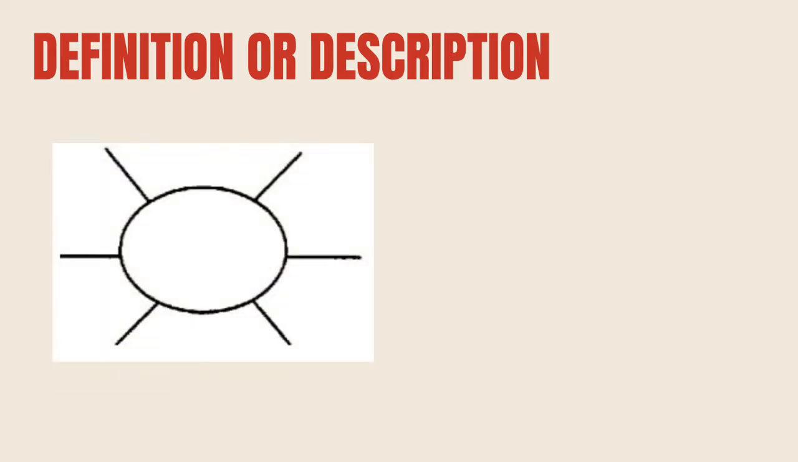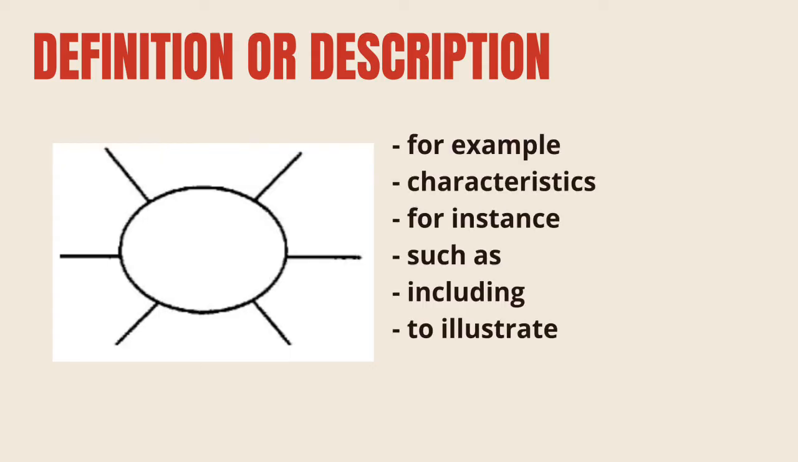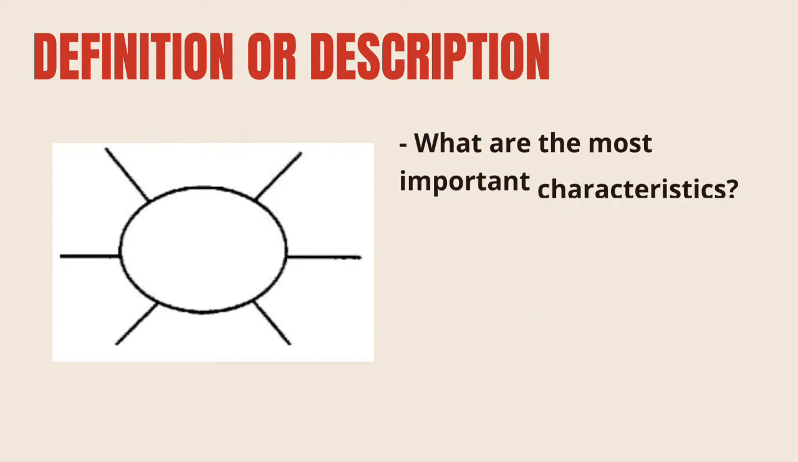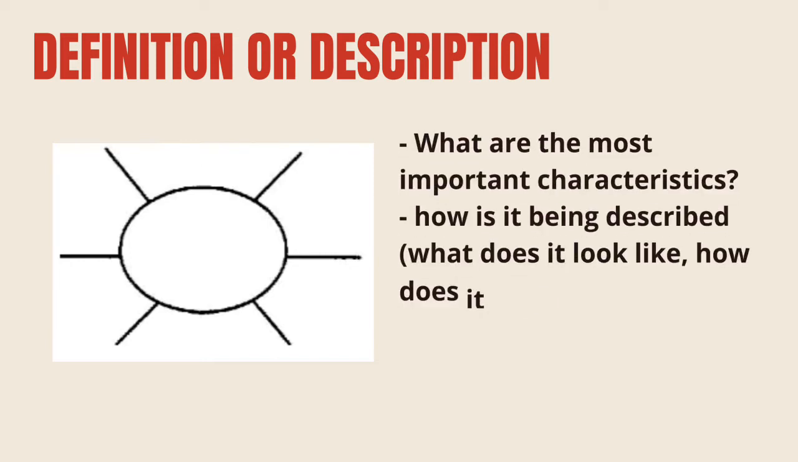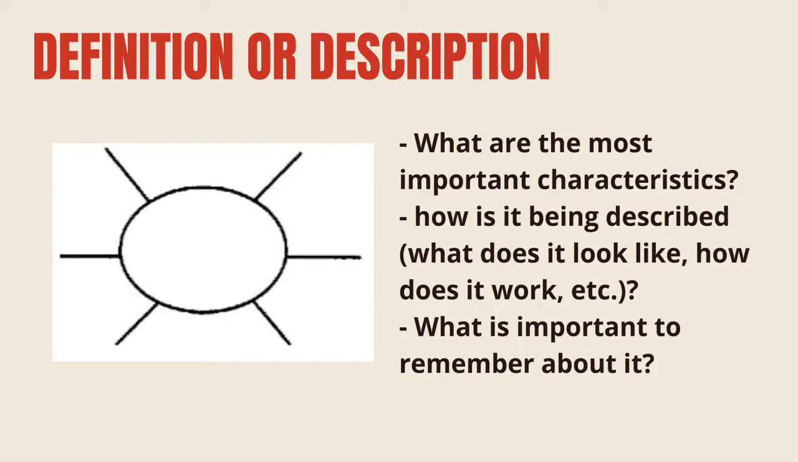Also, in order for us to identify whether a text is a definition or description, these are the words that we can find. We have, for example, characteristics, for instance, such as, including, to illustrate. And also, these are the questions that we answer in a definition or description academic text.